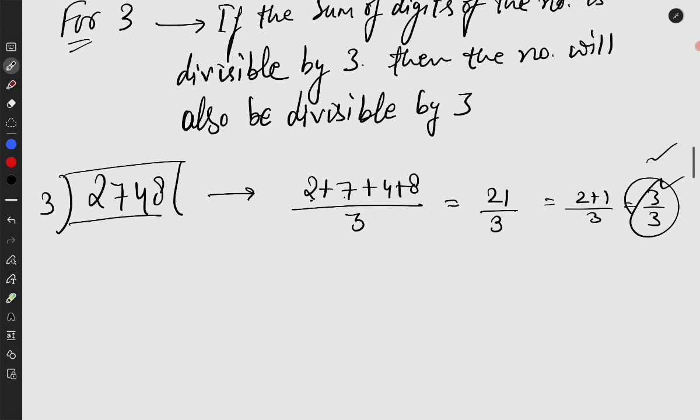And if you further want to ease yourself, you can do one thing. Whenever you see a sum becomes a 3 or a multiple of 3, you can just eliminate it. For example, 2 plus 7 is 9. 9 is a multiple of 3, so we can eliminate this pair. 4 plus 8, 12. 12 is a multiple of 3, so we can also eliminate this. So it will further ease your way of checking the divisibility of 3.